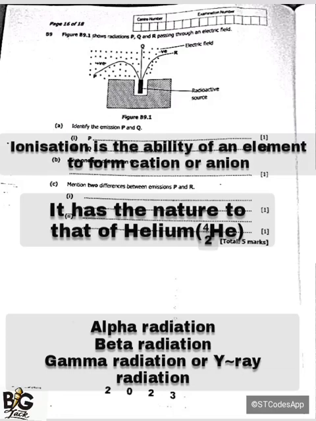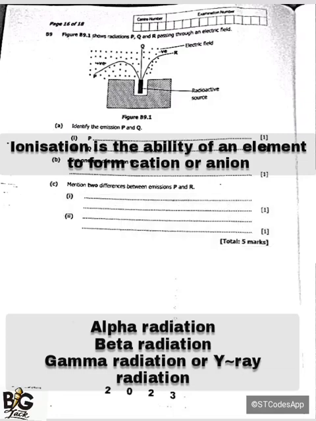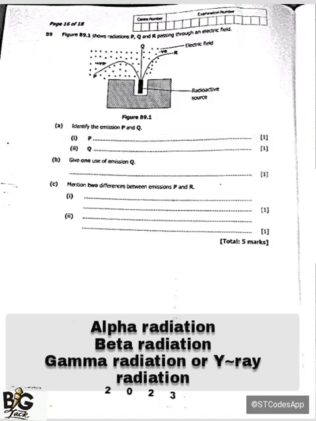The beta radiation is usually negatively charged in nature, which means it can be affected by the electric field and also the magnetic field. Since the beta radiation is negatively charged, when it is affected by the electric field, it is going to bend toward the positive charges, like the way P is bending toward the positive charges. So as for P, it is the beta radiation. Then as for R, it is the alpha radiation.